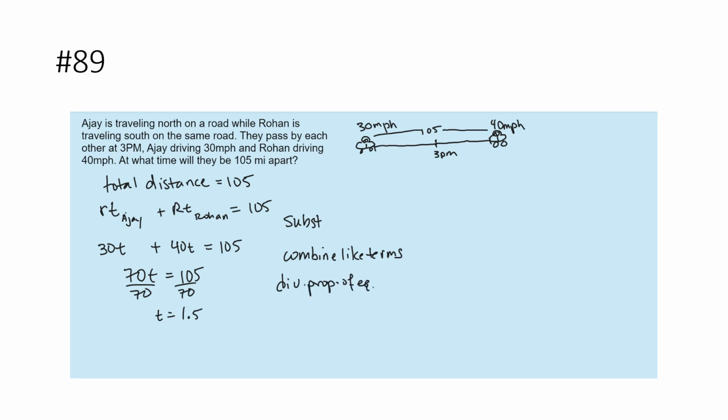Now, we have to be careful, because we're asked at what time of the day they're going to be 105 miles apart. The time is given in hours, so 1.5. So 3 p.m. plus 1.5 hours is 4:30 p.m. So they're going to be 105 miles apart at 4:30 p.m. So you can't just leave it as 1.5, because that's not what it's asking. It's asking what time of day. So you have to add the 1.5 hours to the 3 p.m.